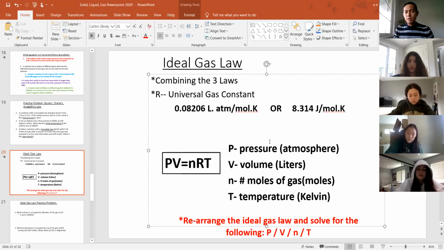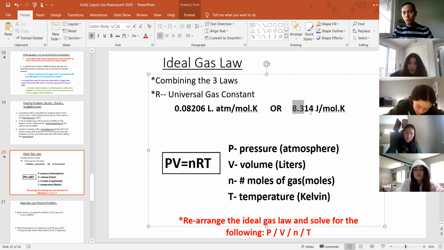Since it's an open notes type of quiz, you can always refer back to this PowerPoint or have something written down. We're not going to be using the 8.314. That one is for the next unit, thermochemistry. But right now, our R constant is 0.08206.